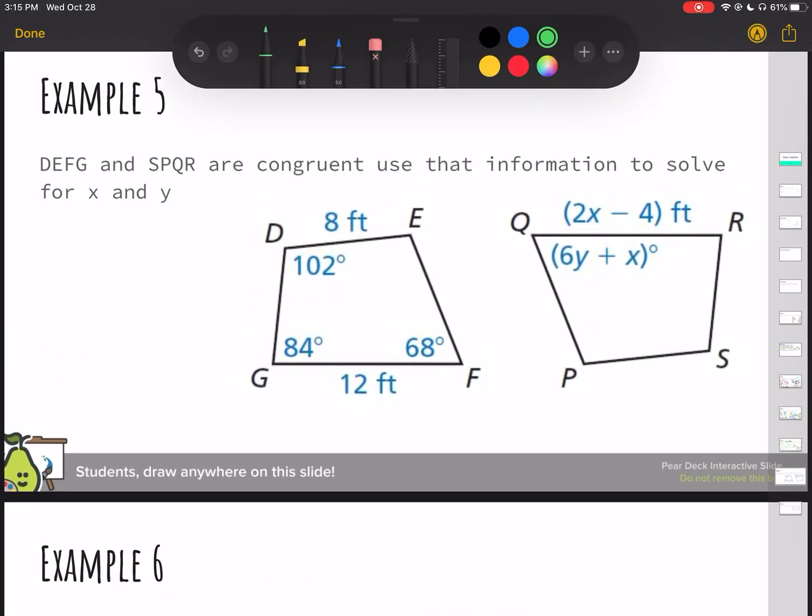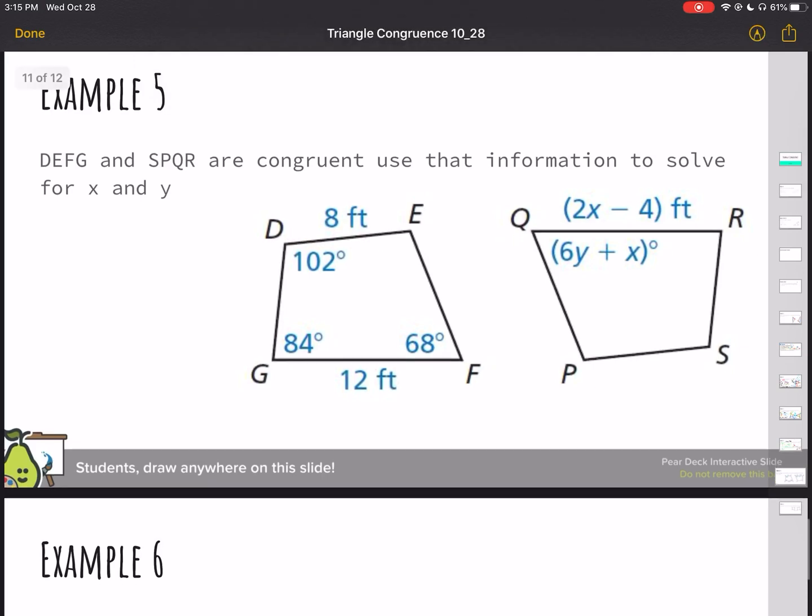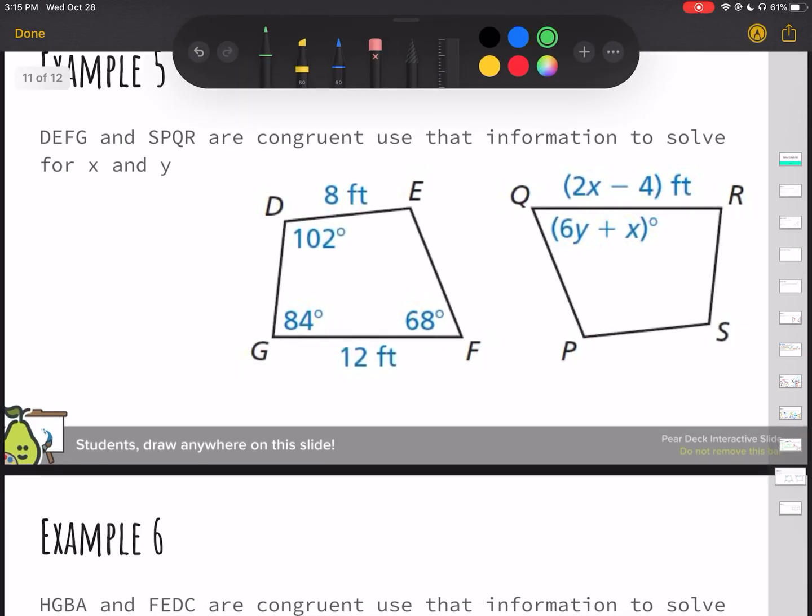This one gets a little bit more difficult. Scroll up a little bit more. So I've got two polygons, two quadrilaterals, quadrilateral meaning four-sided. The first one I've got is D, E, F, G, and the other is S, P, Q, R. Those are my two quadrilaterals, and I want to use that information to solve for X and Y.